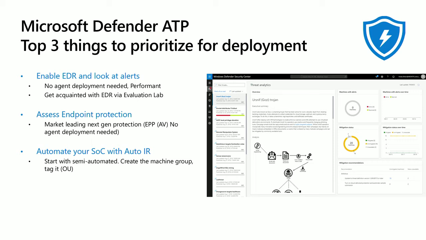The first thing about the deployment is to start enabling EDR and start looking at alerts. Defender ATP has a lot of capabilities. One of the capabilities is EDR. Windows 10 has it as part of the operating system, so it has a built-in sensor. You don't need to install any agents at all. You just turn it on and start using it. So I'll now show you how to start onboarding Defender ATP.